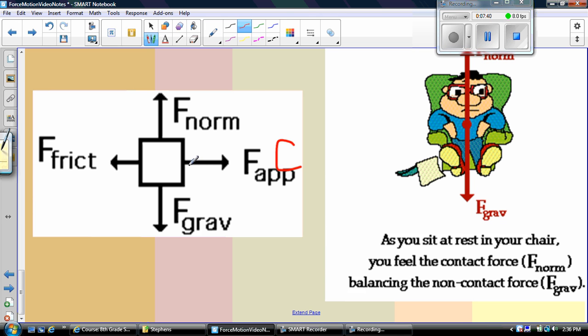Notice this arrow right here is bigger than the force of friction. So force of friction, remember, goes against motion. So if anything has an applied force to it, the force of friction will go in the opposite direction. Because the force of friction is smaller than the applied force, we know that the block is moving to the right.